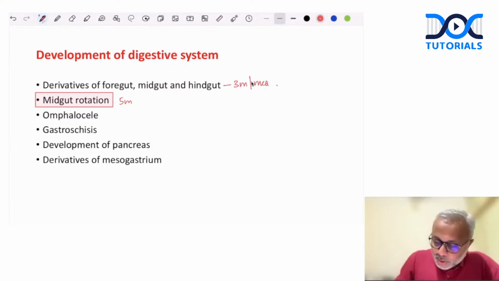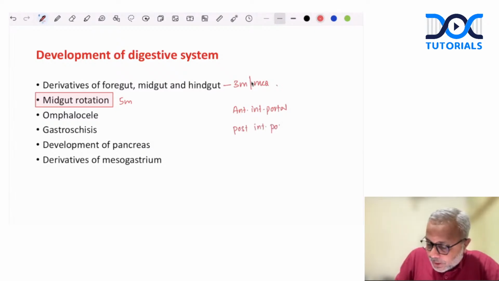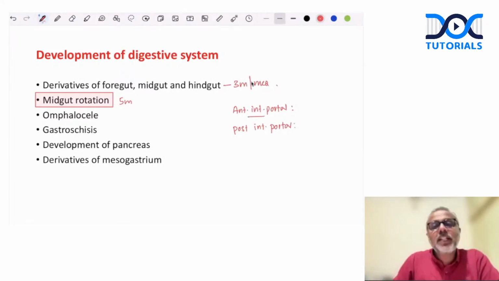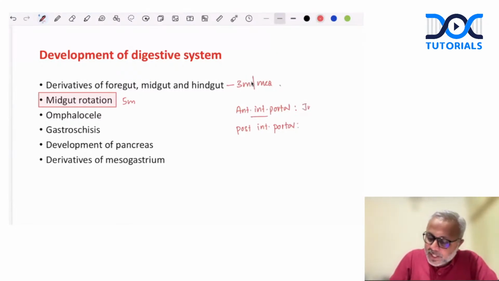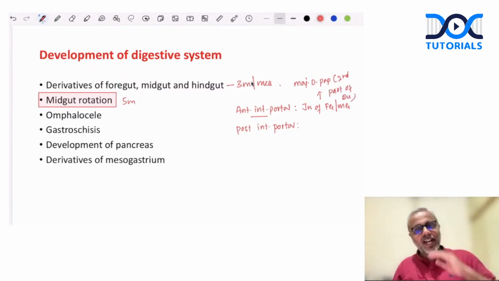Here, I want you to know two important terms. One is the anterior intestinal portal, and the other is the posterior intestinal portal. What exactly are these two terms? Remember, the anterior intestinal portal represents the junction of the foregut and the midgut. What is this represented as in adult life? It is the major duodenal papilla seen in the second part of the duodenum. So this represents the junction of the foregut and the midgut.